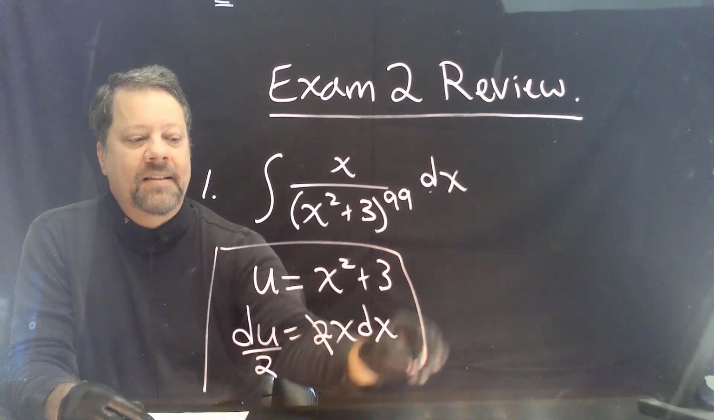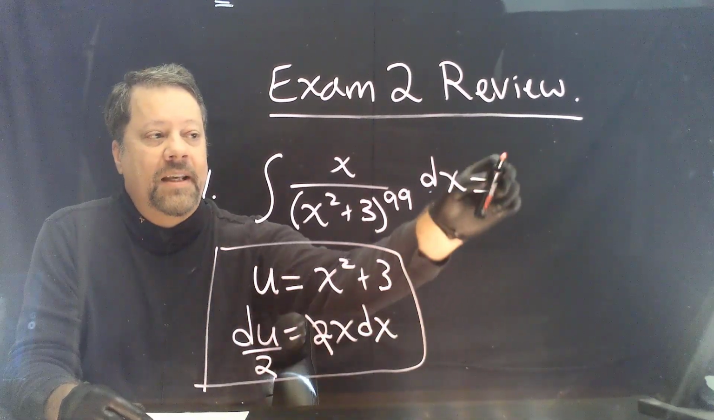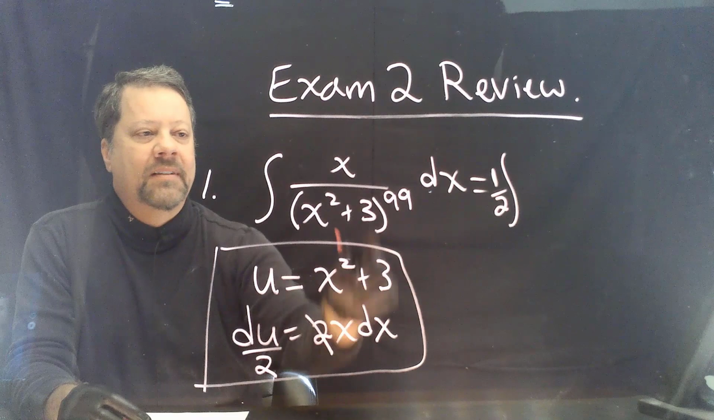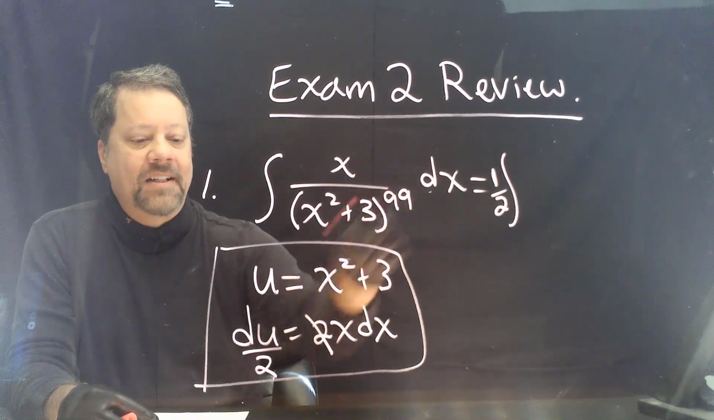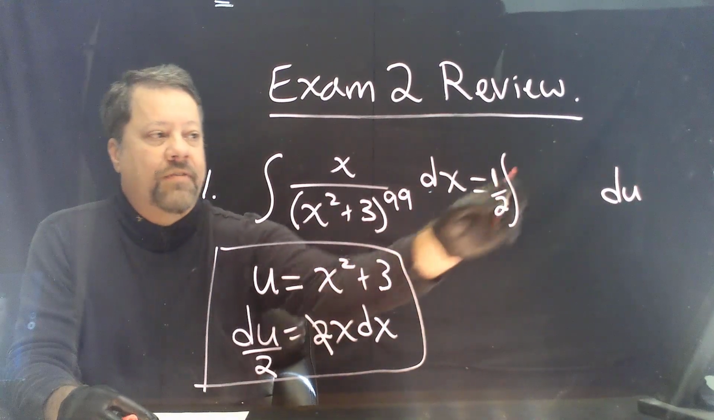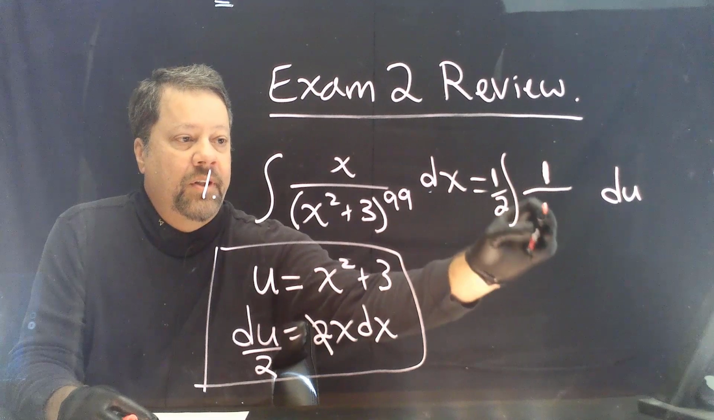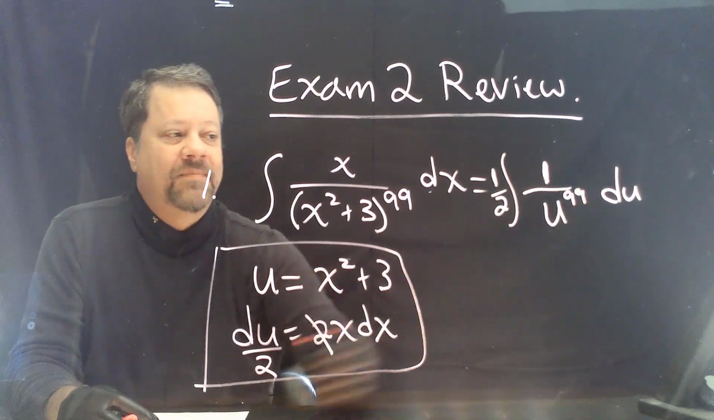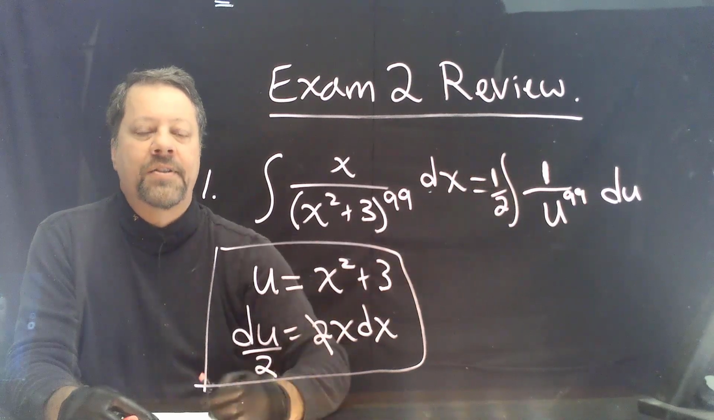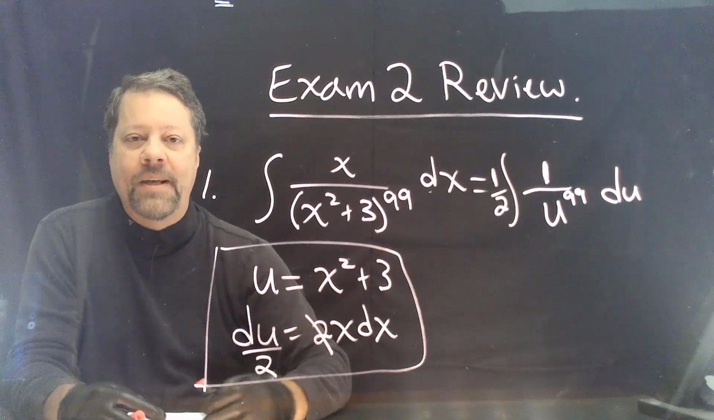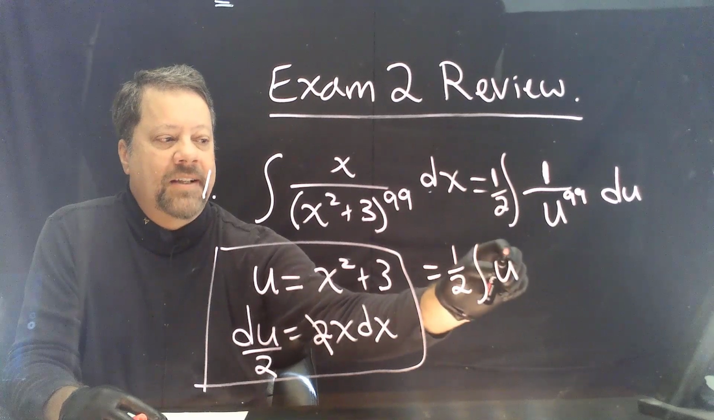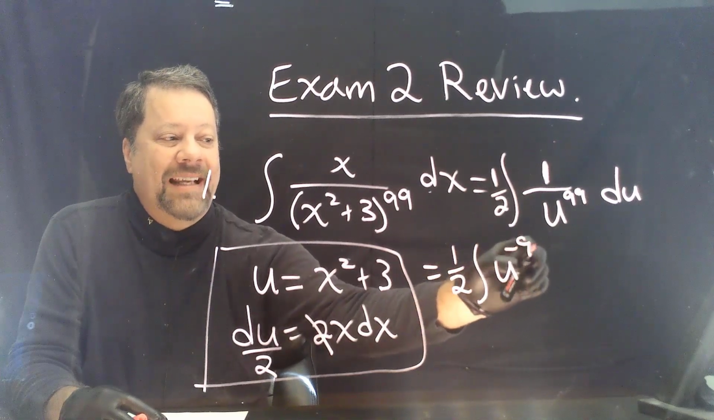I'll encapsulate this. This allows us then to transform the integral into 1/2, this 1/2 from the du, 1/2 x dx gets replaced by 1/2 du, and then what's left over is 1 over u to the power 99. You can't integrate this directly until you move the u across the division symbol and into the numerator. Then you may use the power rule for anti-differentiation. So we'll write this as 1/2 times the integral of u to the negative 99.